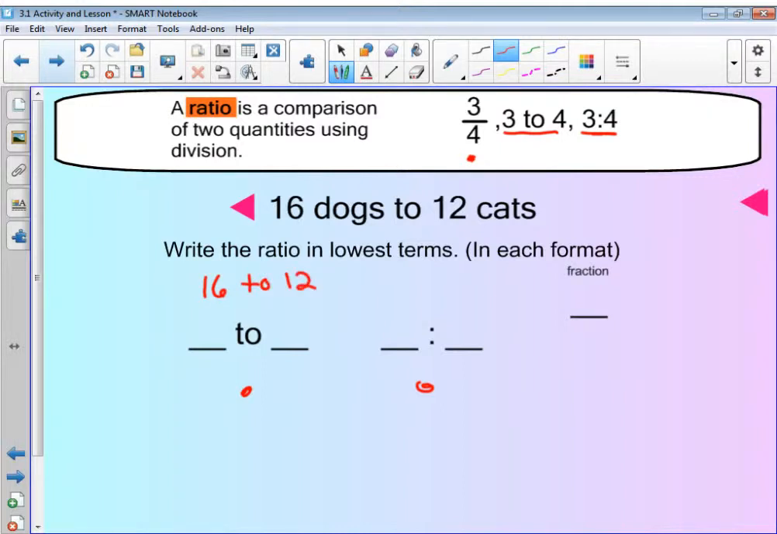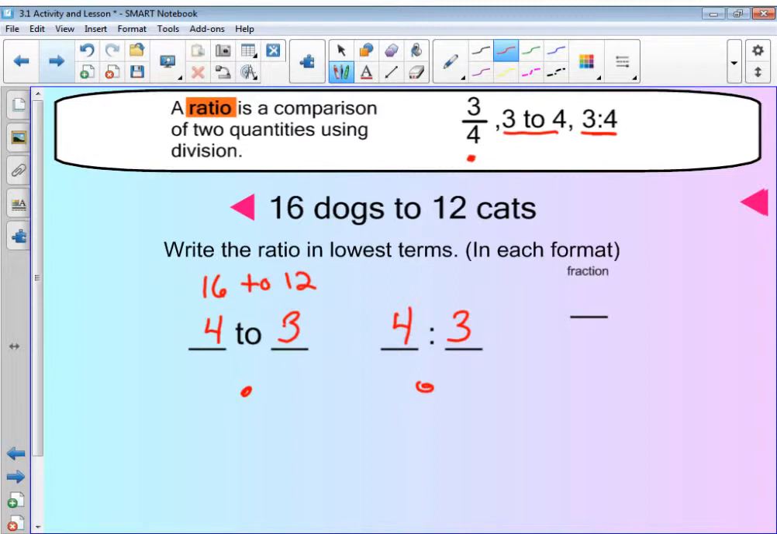I cannot leave this as my final answer because that can be reduced down. 4 would go into each of those numbers. So 16 divided by 4 would give me 4 dogs to... sorry, 4 would go into 12 3 times, so to 3 cats. If we were going to use a colon, it's the same format, only instead of the word "to," we would have a colon.